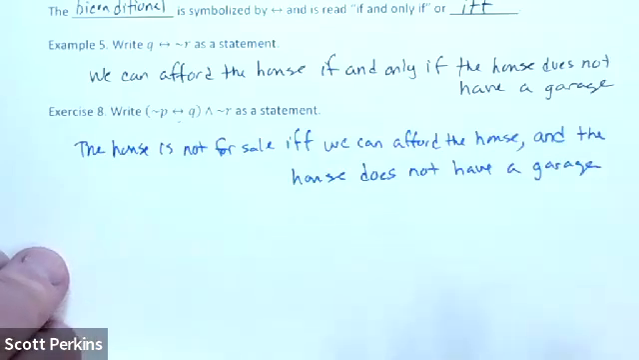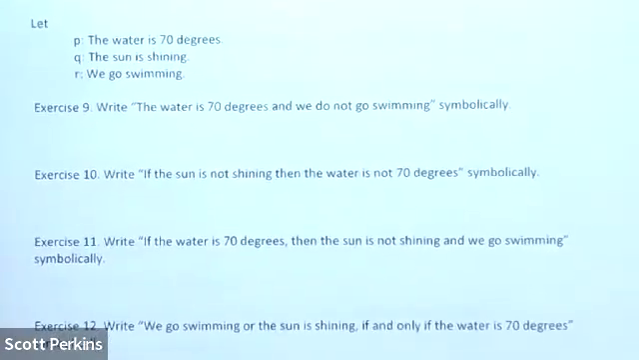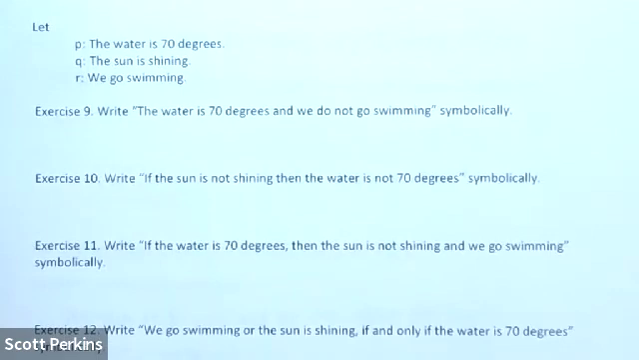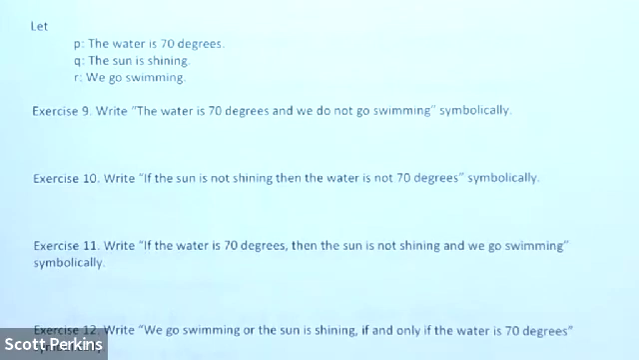Being able to convert back and forth and know what these connectives are symbolizing is going to be important. So flipping to the last page, thankfully, at long last, I've changed P, Q, and R again. Notice P, Q, and R are all defined in the positive. We always do that. What you're going to do, and then I will double check you, is write each of these statements in symbols. The first statement, exercise 9, I'm going to give you about 30 seconds. This says the water is 70 degrees and we do not go swimming. Write that out, please, in symbols.